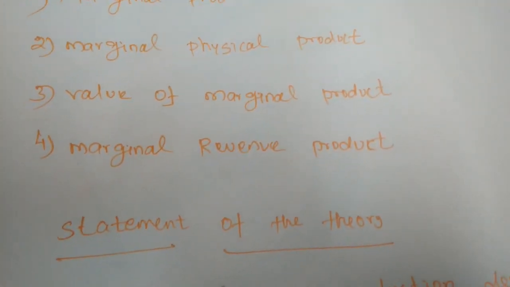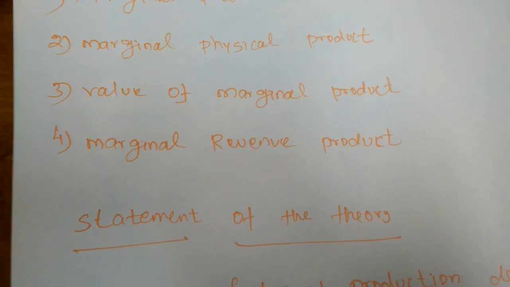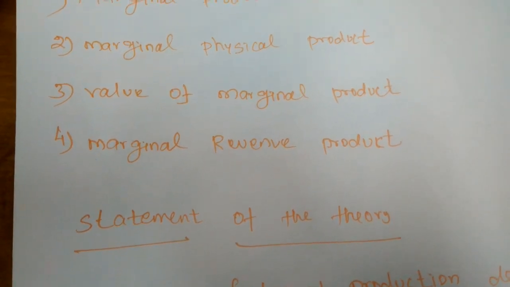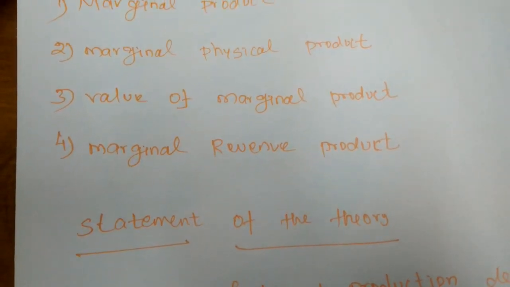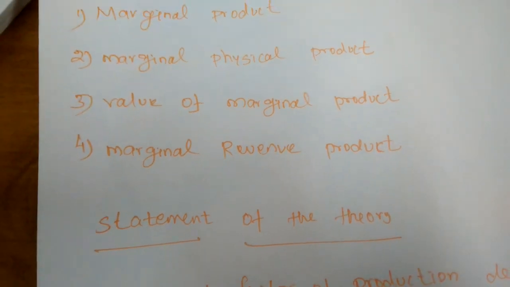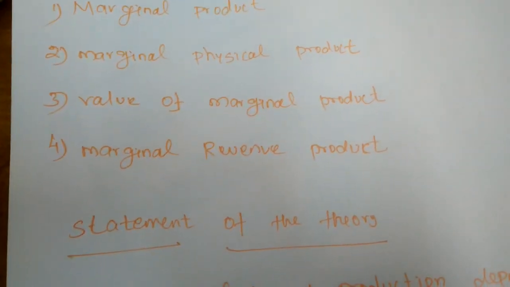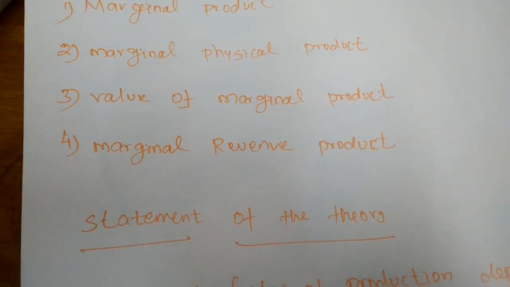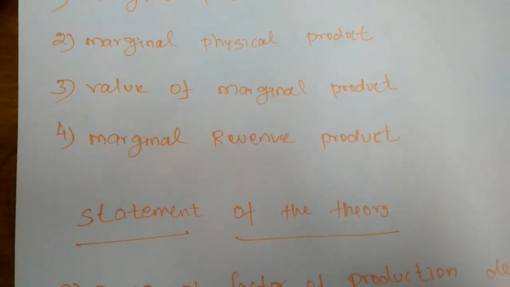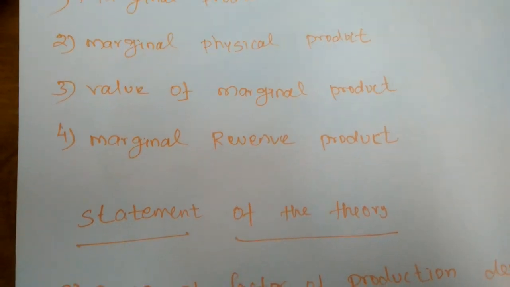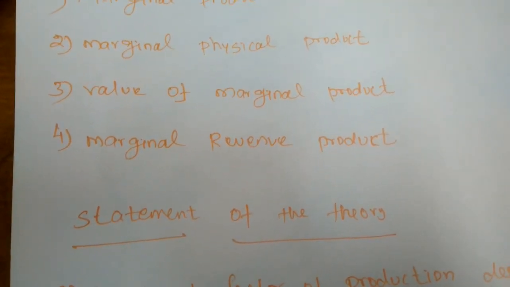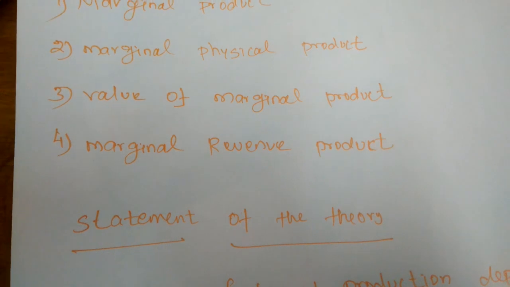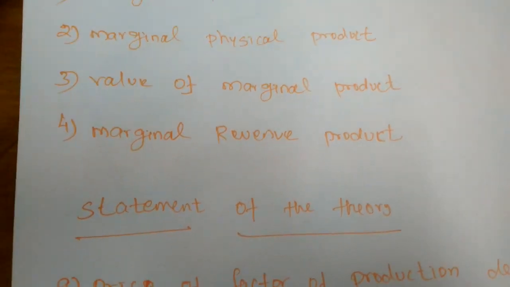When 5 labors produce 5 pens, then the total revenue is 10. After that, when we are arranging one more labor, and he is also producing 1 pencil, now the revenue is 12 rupees. So the 12 rupees is called the total revenue, and the 2 rupees is called the marginal revenue of the product.